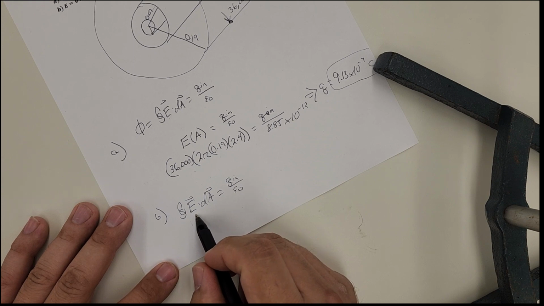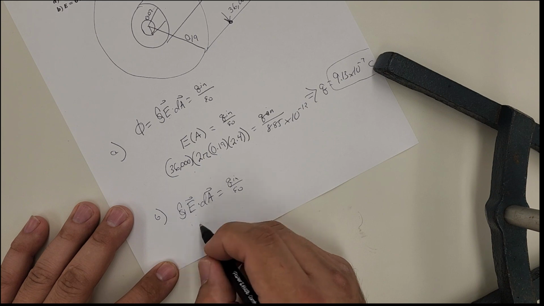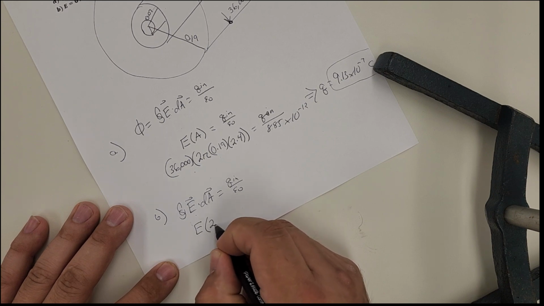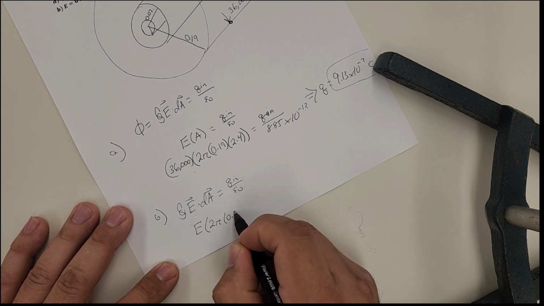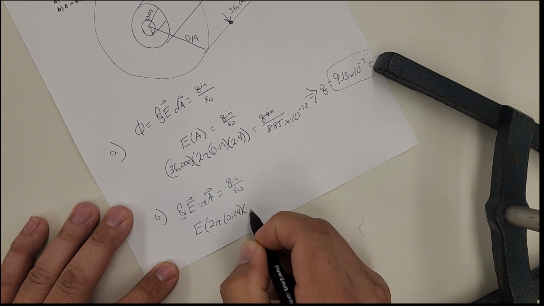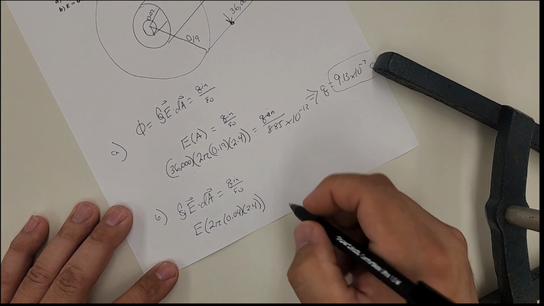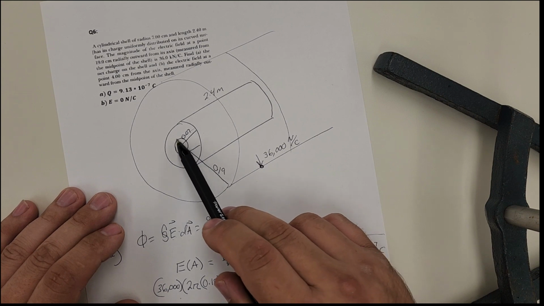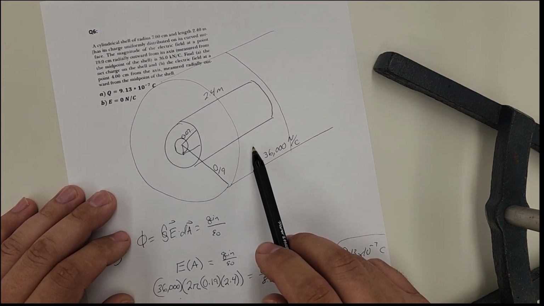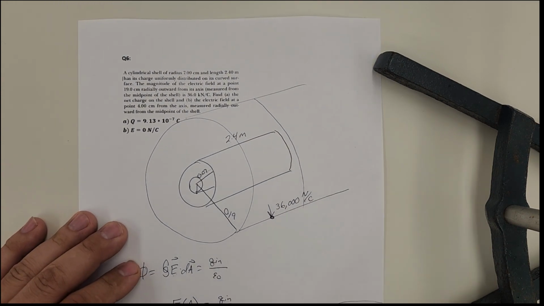The electric field there I don't know, but I know what the charge is. We could pull the E out if we wanted. We could have E times our area. Our area, again, is going to be 2 pi times this new radius, 0.04, times its length, 2.4, equals the amount of charge that's enclosed. How much charge is enclosed inside of that cylindrical shell? Well, none. Zero.